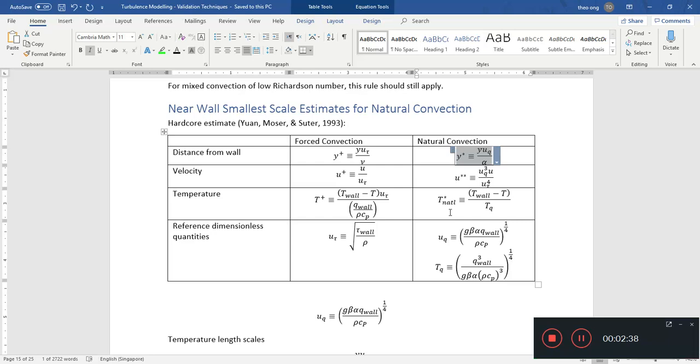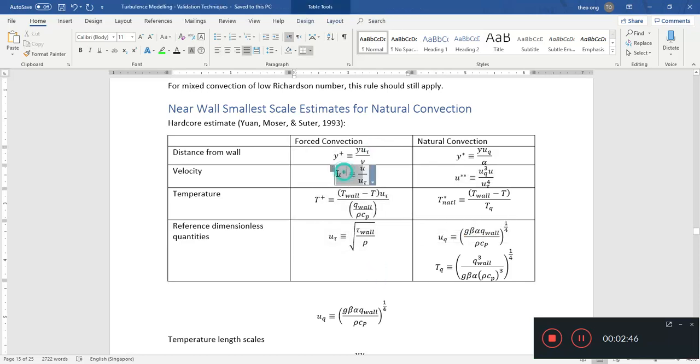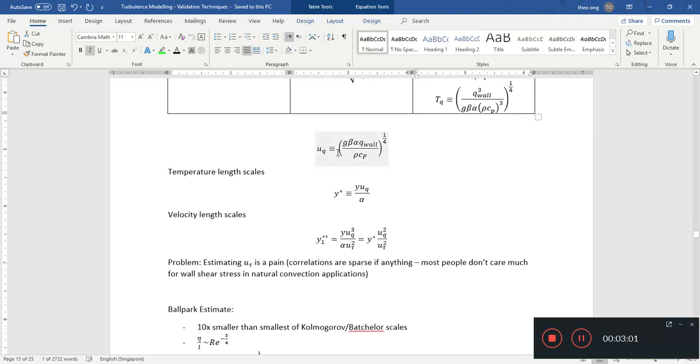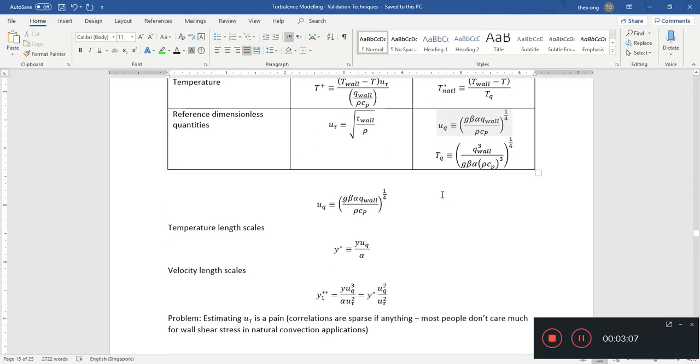All of these were based on wall functions. So we got our dimensionless quantities, u plus and y plus, from wall functions. Likewise, uq helps us to derive coordinates for the wall functions as well. So let's do this estimate first, and let's see where we go with this.